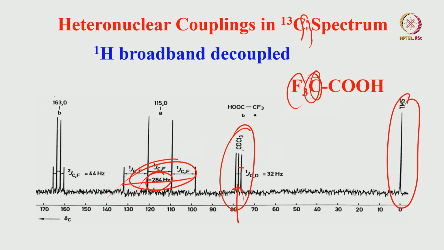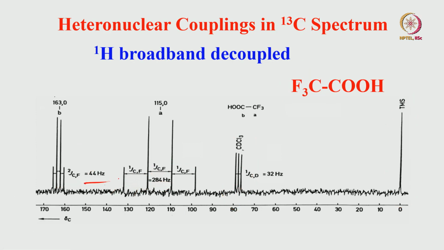This is a CF3 group. But simultaneously, this carbon is also coupled to this fluorine. You understand? Simultaneously, the COOH carbon is also coupled to fluorine. Again 3 chemically equivalent fluorines split this carbon also into a quartet, a 2 bond coupling. This is a 2 bond carbon fluorine coupling, this is a 1 bond carbon fluorine coupling. The 1 bond carbon fluorine coupling is about 284 hertz and the 2 bond is about 44 hertz. Very easily you can interpret the spectrum.